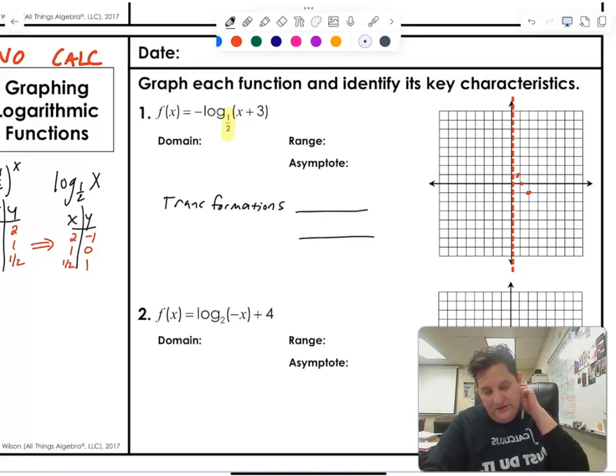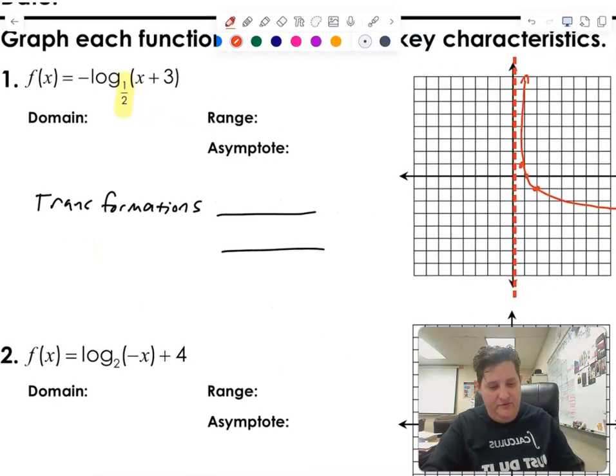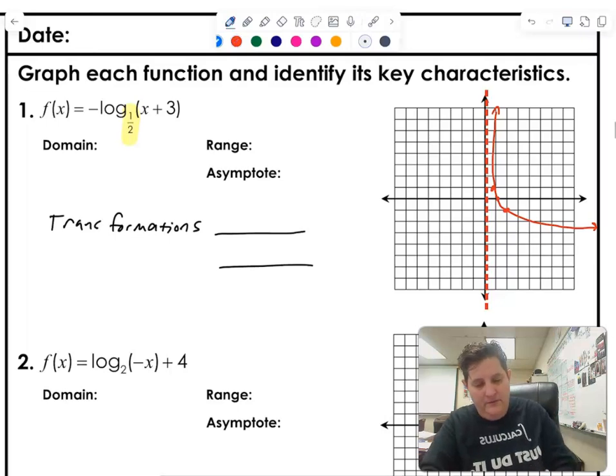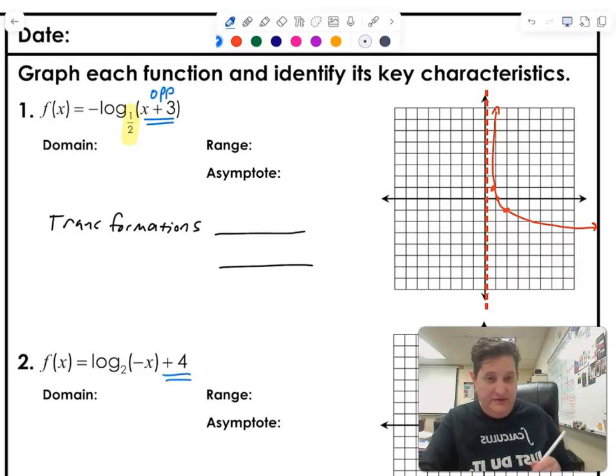All right, and you're going to list the transformations. Now for this one, okay, here's my parent graph. So now how am I gonna move that? Well, remember that if it's on the inside of the parentheses, it's left or right, and it's opposite. If it's on the outside of the parenthesis, like number 2, it's up or down, and it's the same.